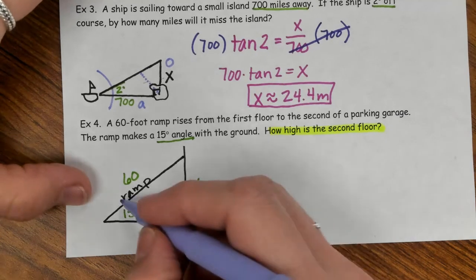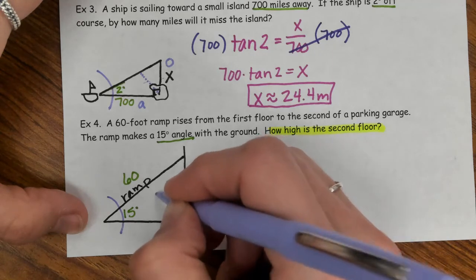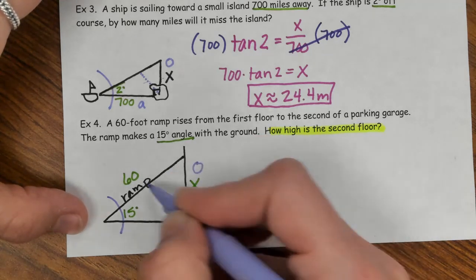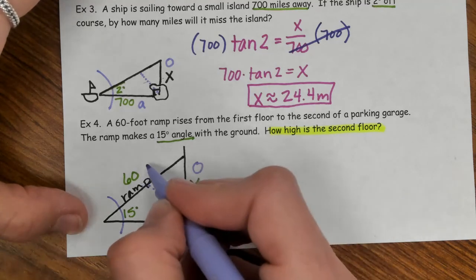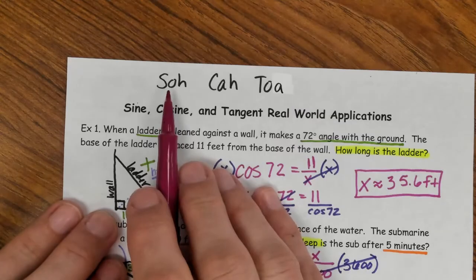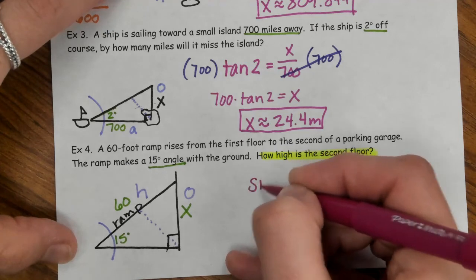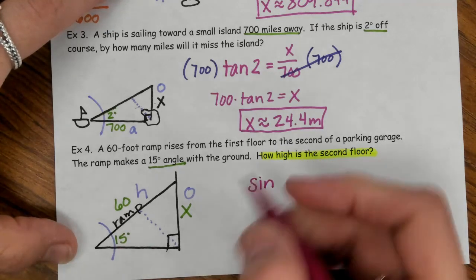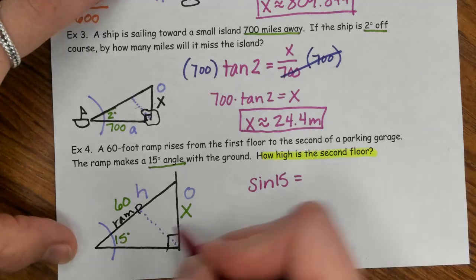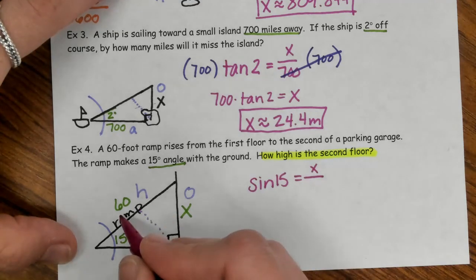So step 1, reference angle. Step 2, get our sides labeled. Okay, here's my opposite, O, and across our 90-degree angle I have H. And in SOHCAHTOA, we see that, again, O and H, we're going to be using sine again. So we're going to have the sine of our reference angle, 15 degrees, is equal to O, which was our X, over our hypotenuse, H, of 60.